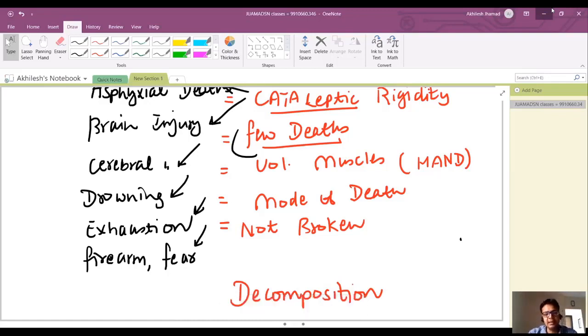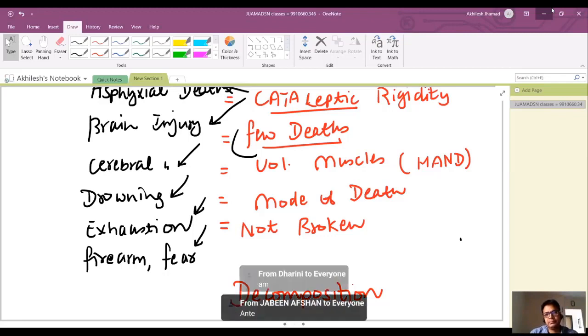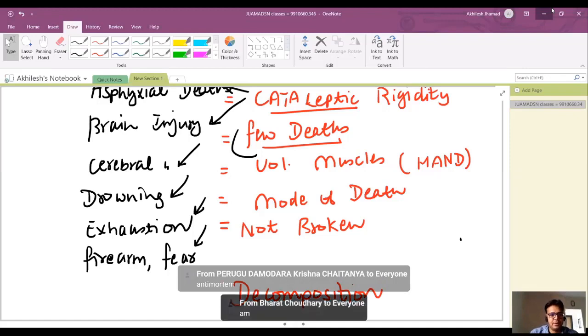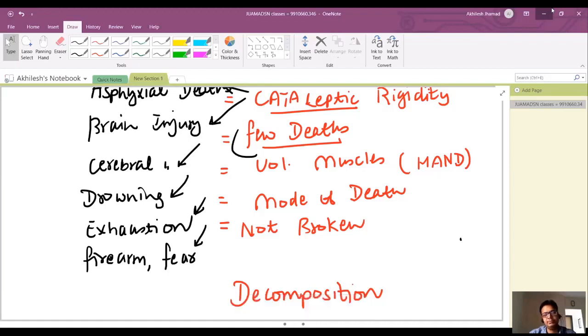Cadaveric spasm in drowning suggests antemortem drowning, postmortem drowning, both, or none? Yes, this is suggestive of antemortem drowning. It is the most characteristic finding of antemortem drowning.